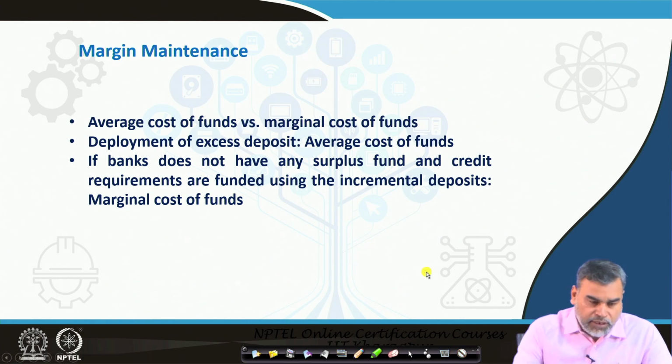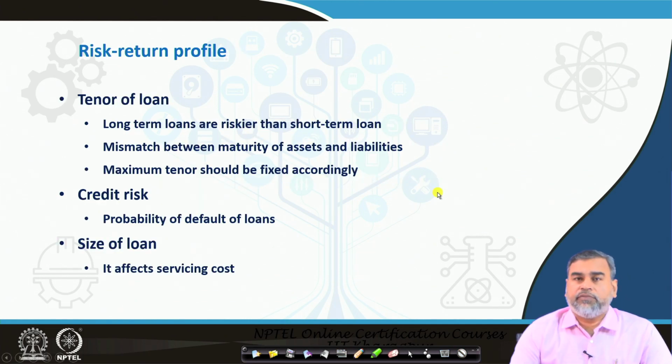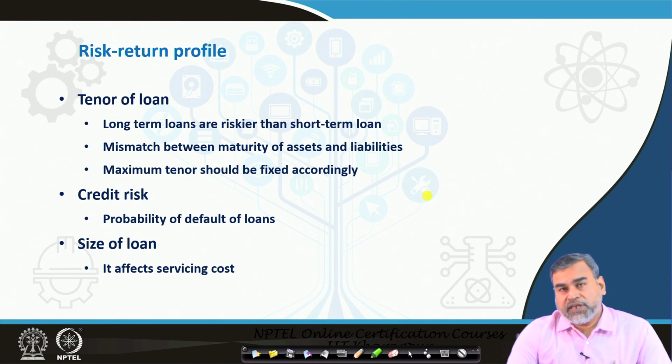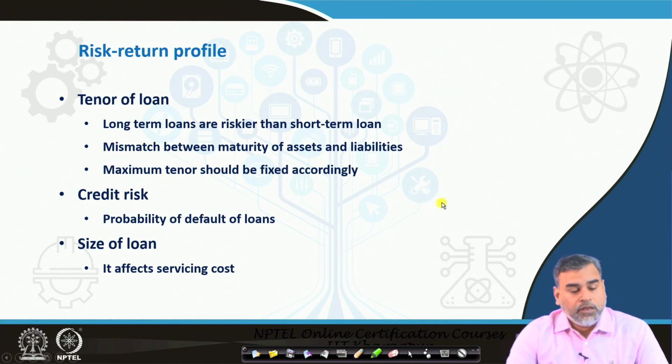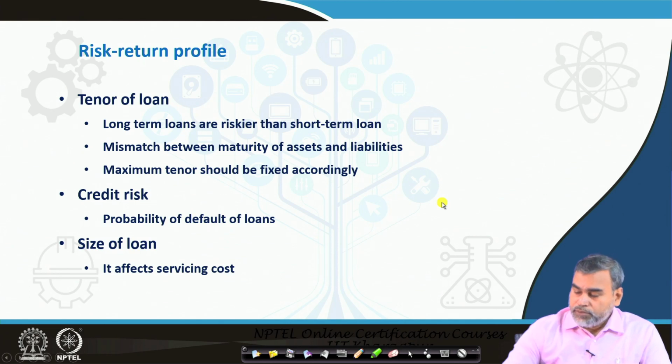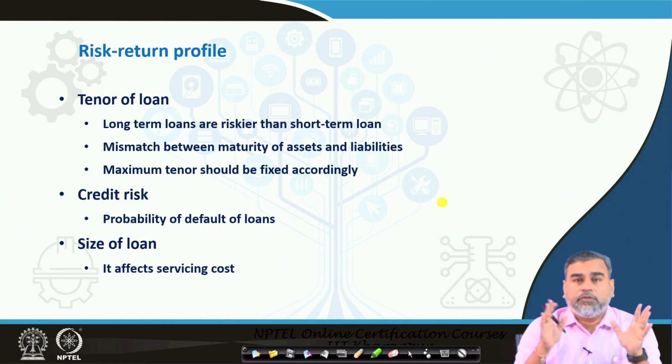Second, we have to maintain a risk return profile. Whenever we talk about the risk return profile, there are three things considered when analyzing the balance between risk and return. We consider the tenure of the loan, the credit risk and probability of credit risk, and also the size of the loan. So, whenever we talk about the tenure of the loan, why do we consider the tenure of the loan?